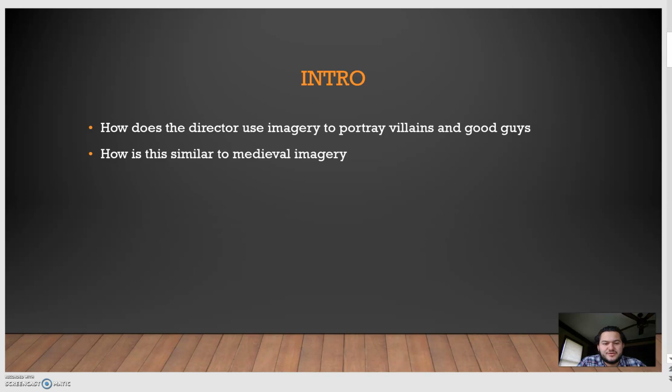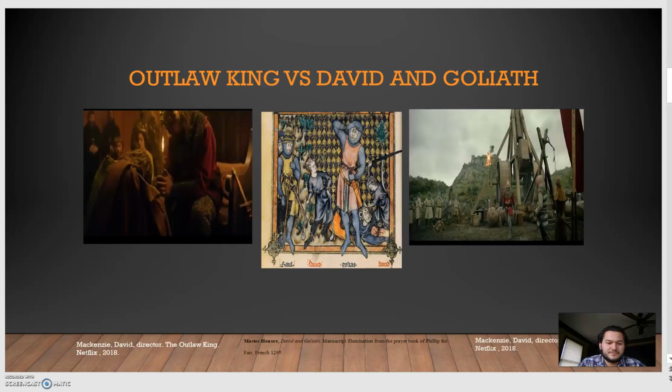So as a quick intro, the main topic I'll be speaking on today is we'll be looking at imagery to see how the director uses the imagery in the movie to portray the characters as either villains or as good guys. And at the same time, we'll be comparing this to medieval imagery and medieval artworks.